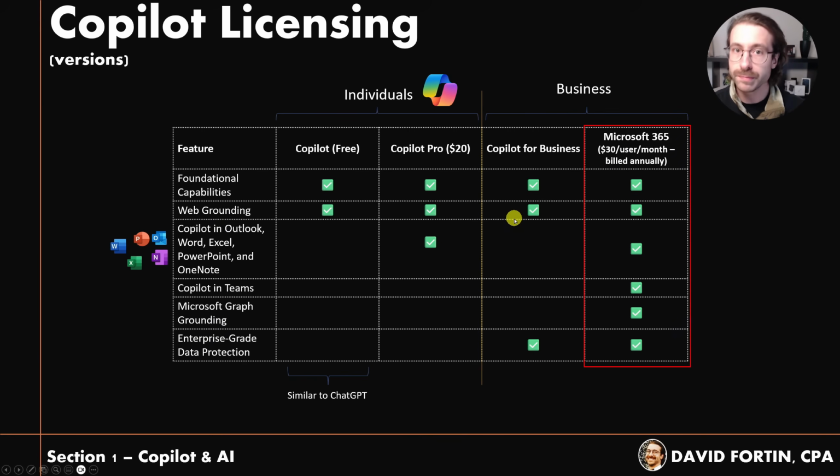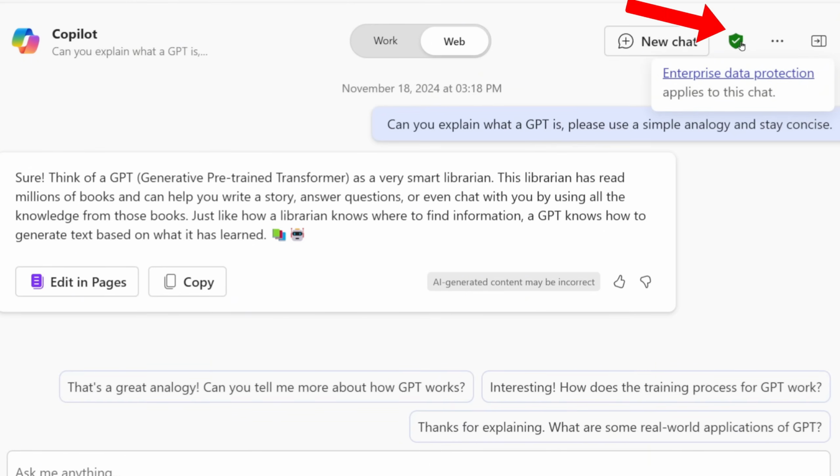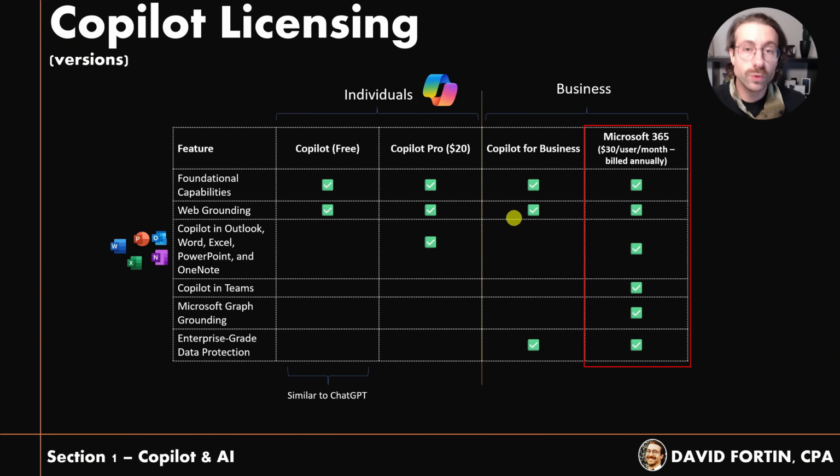So if you don't pay, but you want to actually put confidential information into your Copilot, make sure you have the little shield at the top that says enterprise grade data protection. You'll be able to put your confidential information. So that's maybe the first difference with ChatGPT. But just to let you know, Copilot for Business is free here.